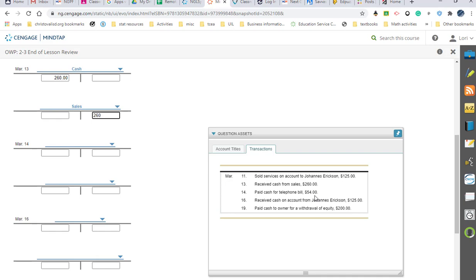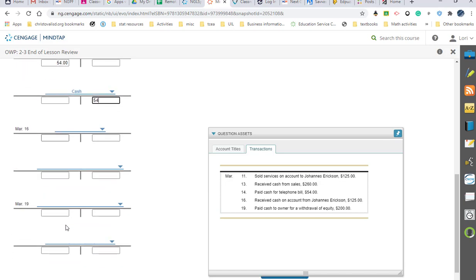On the 14th, we paid cash to telephone bill. So our cash is going to decrease as we send money out, so that makes it a credit. And then our telephone bill is an expense, and so it's going to increase on the debit side. That was going to go under utilities expense because it makes more sense for a cell phone to be under utilities than rent. Utilities are things that you would use inside your house, inside your building, like your water, your gas.